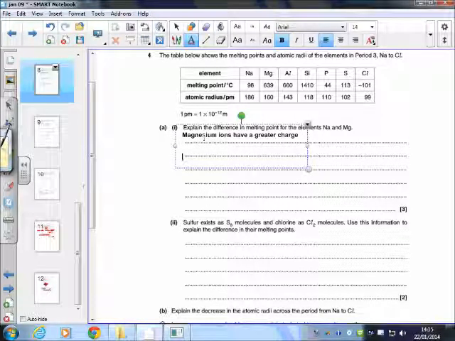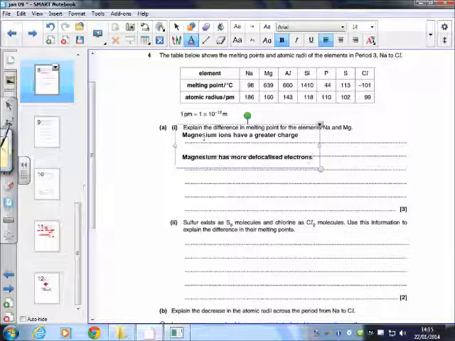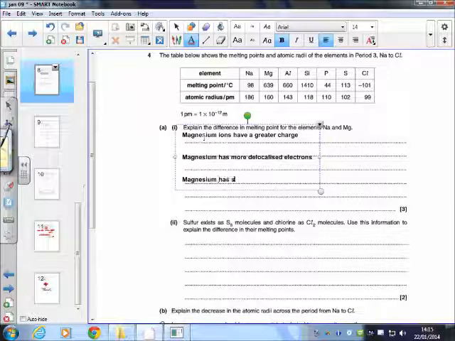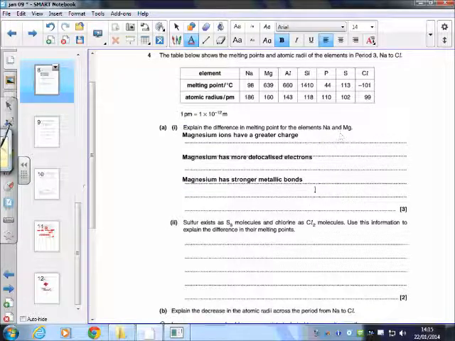And to get there, magnesium has more delocalized electrons. It's lost 2 electrons compared to sodium losing 1, and because of this, magnesium has stronger metallic bonds. You need to put those 3 points in to get the 3 marks. Now you can do the reverse argument with regards to sodium to get the 3 marks as well.